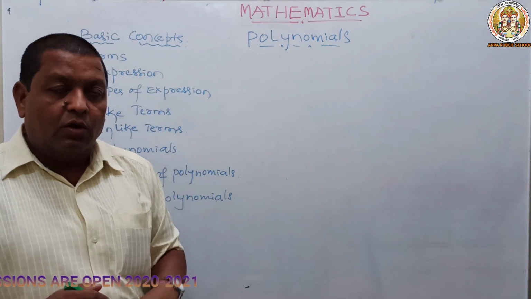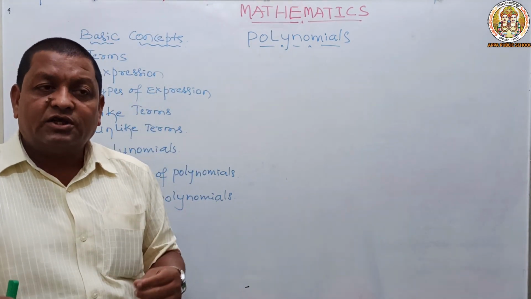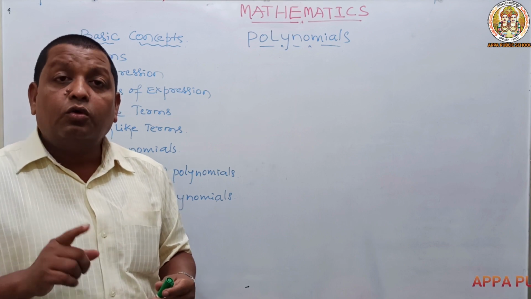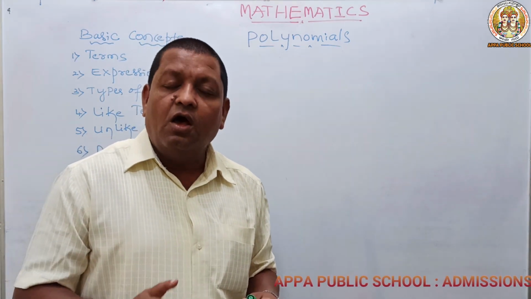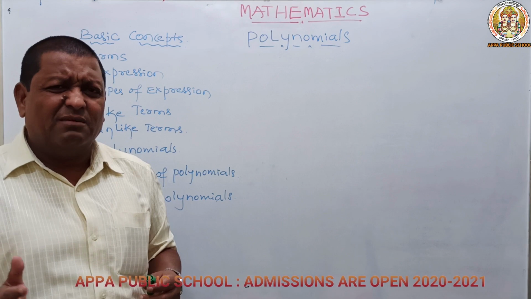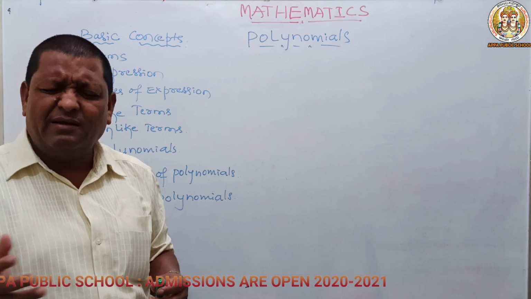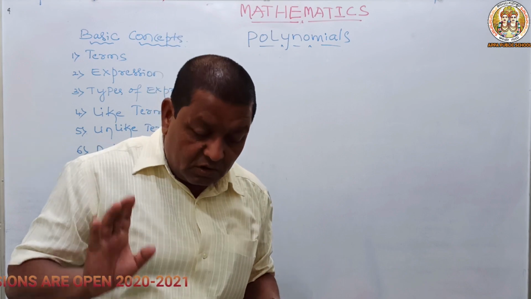Let me explain once again what we mean by constant. Constants are the symbols whose values are fixed. For example, all your counting numbers 7, 8, 1 by 2, any number you take, its value is constant. So that is called constant.